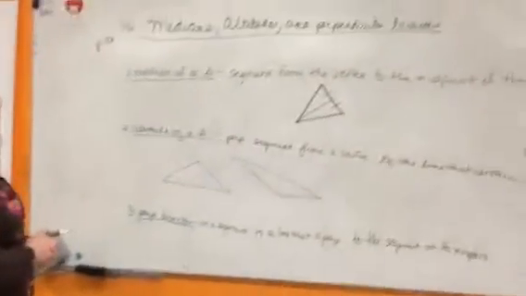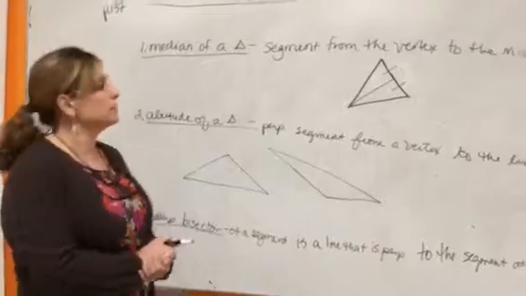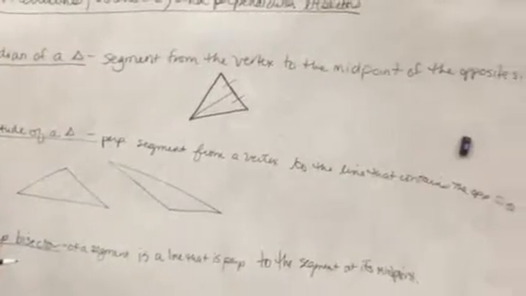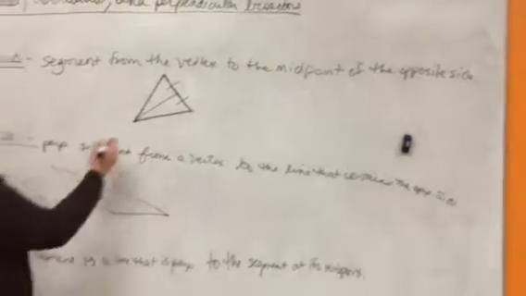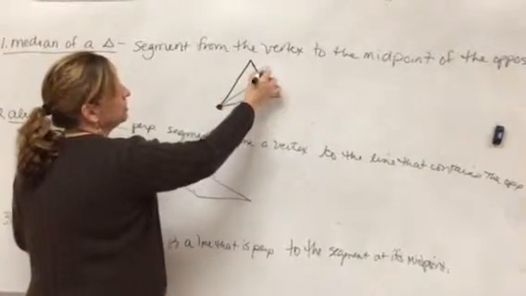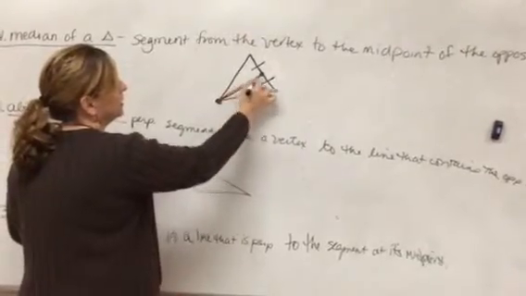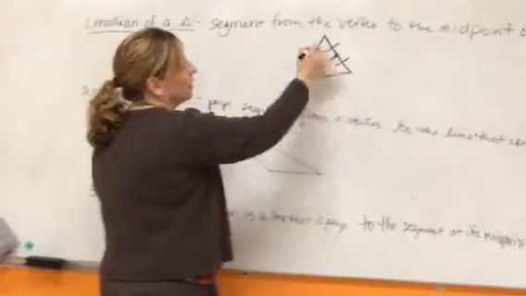The first thing is a median of a triangle. You need to know the difference between all three of these words that you're going to learn. The median of a triangle is a segment from the vertex to the midpoint on the opposite side. So in this triangle, from this vertex, if you find the midpoint, and we know the midpoint means these two pieces are equal, that's the median right there. It goes from the vertex to the middle of the opposite side.